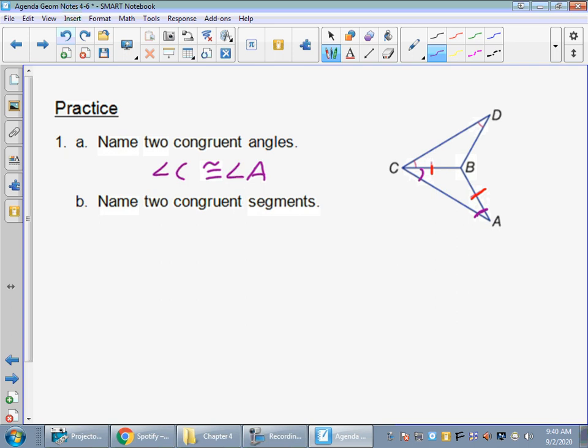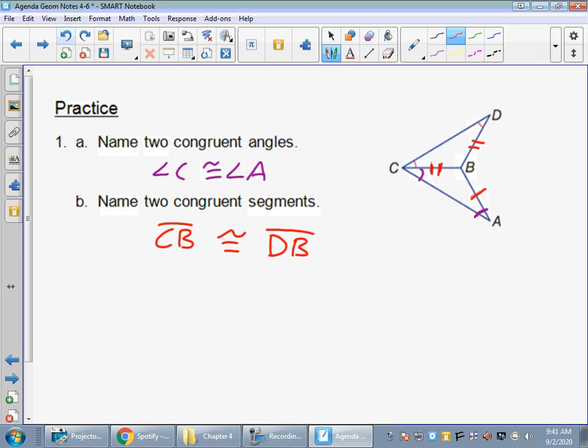And then they wanted to name two congruent segments. So we're looking at some angles that might be the same. So in this case here, let's look at the top triangle here. Angle D and angle, looks like C here, are congruent. So that would mean that the sides opposite those, this side here and then this side here, would have to be congruent as well. So I would say CB is congruent to DB. Okay.